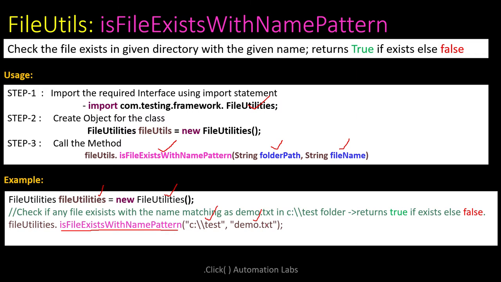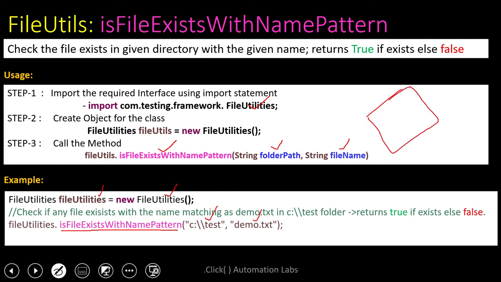Suppose let us take my C test directory something like this, and I have files something like demo1, okay, and QA demo2, okay.